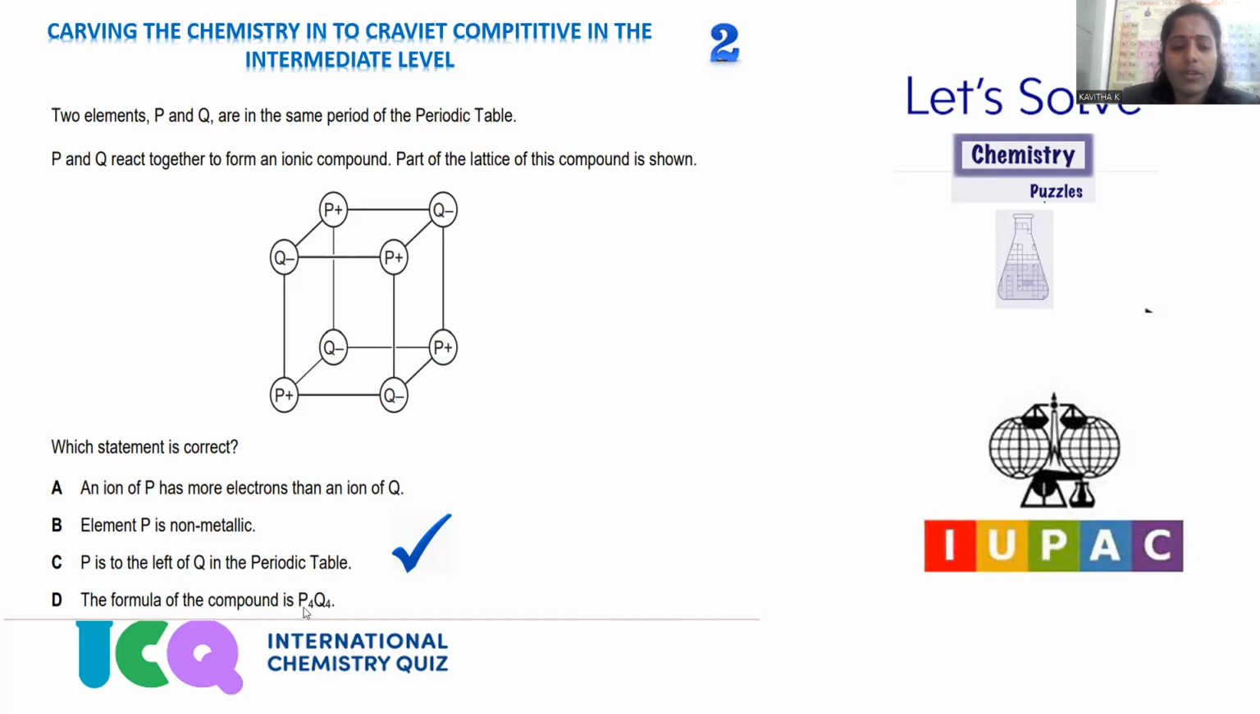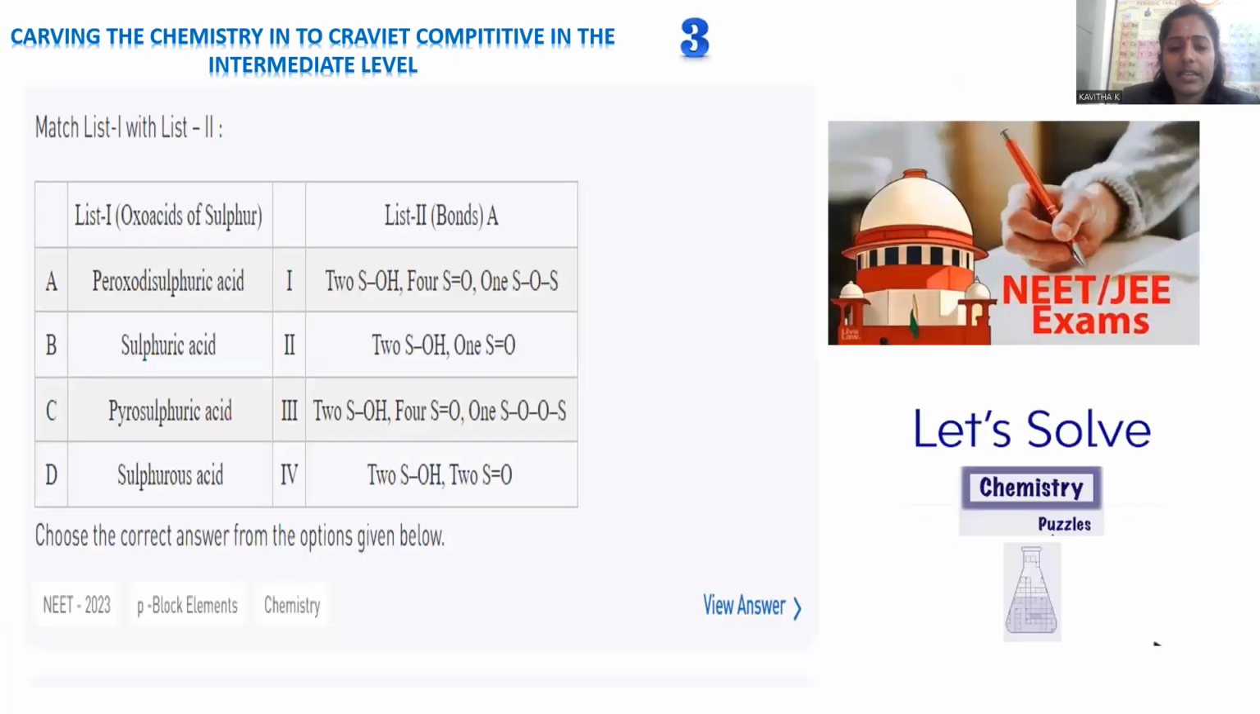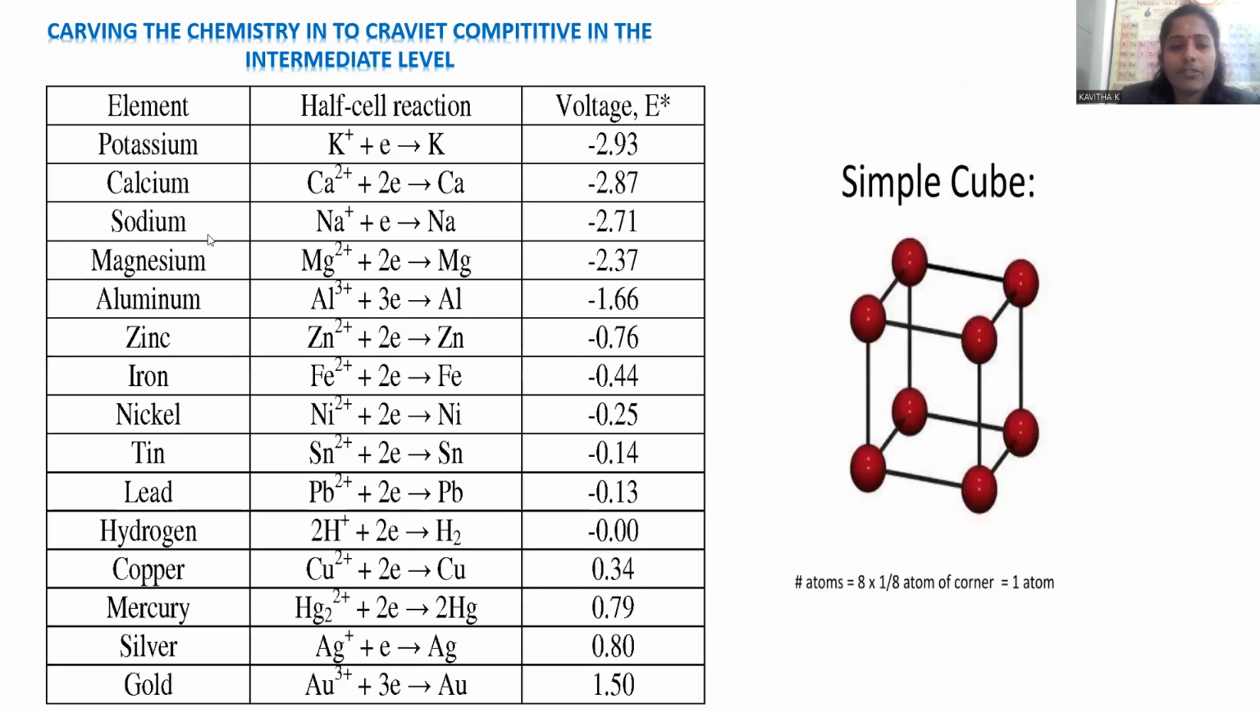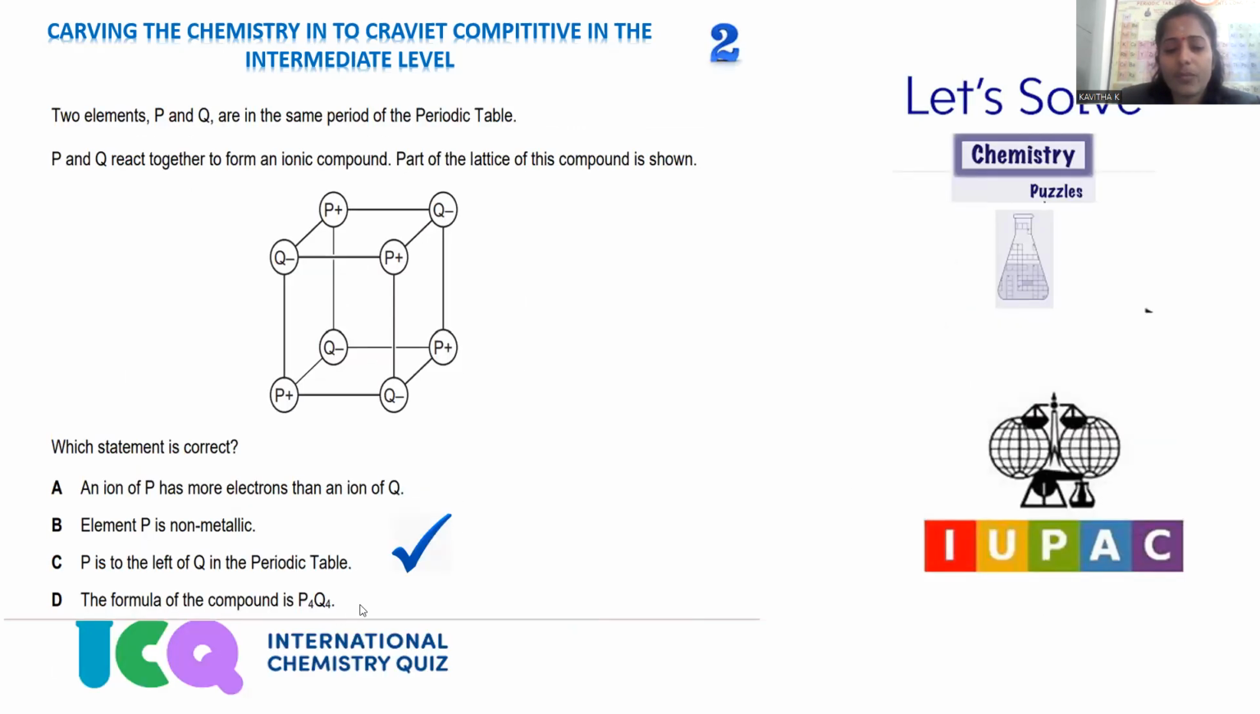The formula of the compound is P4Q4. P4Q4 is given. Let's see whether it is correct or not. Electropositivity is there for the metals, and a simple cube is assigned like this for simple cubic. Atoms are located only in the corners, nothing else. That's the reason why we can say 8 atoms are there, and each corner always contributes 1/8 of the atom. So 8 multiplied by 1/8 gives only one atom for the species, right? So we can't say P4Q4.